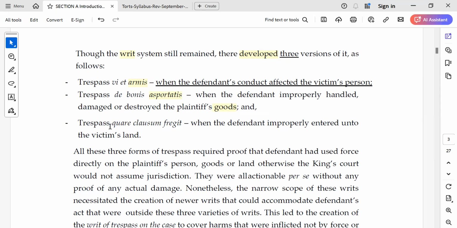Then trespass quare clausum fregit, when the defendant improperly entered into the victim's land.